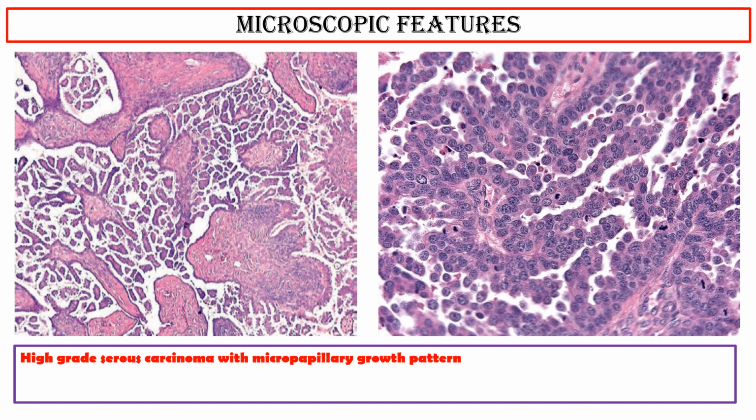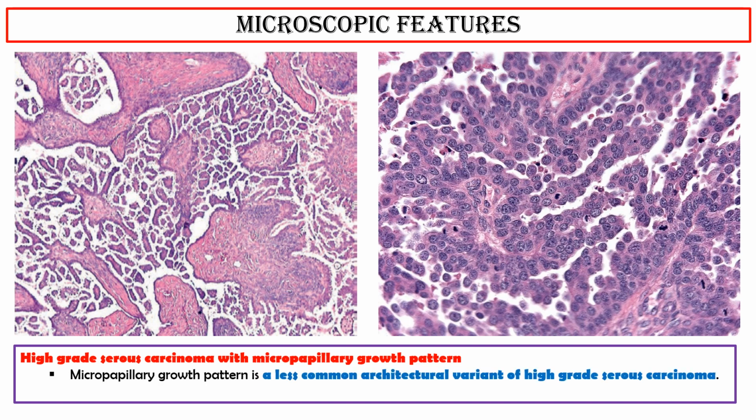High-grade serous carcinoma with micropapillary growth pattern. Micropapillary growth pattern is a less common architectural variant of high-grade serous carcinoma. It can resemble micropapillary type serous borderline tumor.